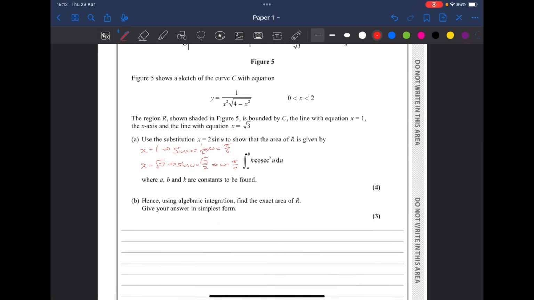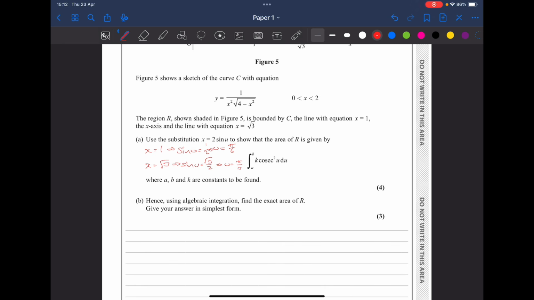That's good. Look at this bit then. We need to do dx/du. That would be 2 cos u. So dx is 2 cos u du. Where I made that mistake earlier, I will be very careful to make sure I get this all the correct way around. That looks good though.